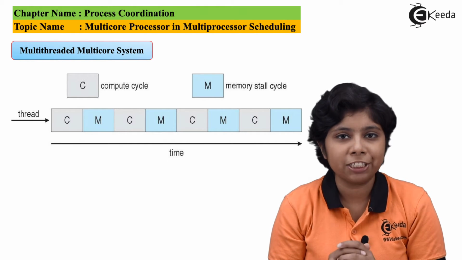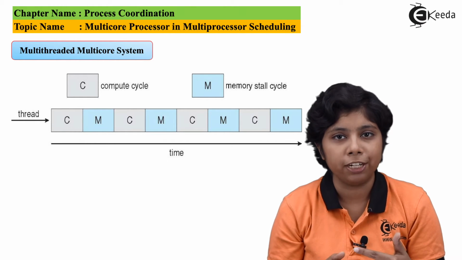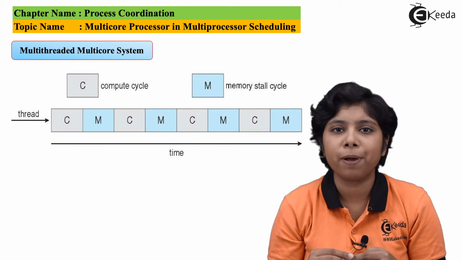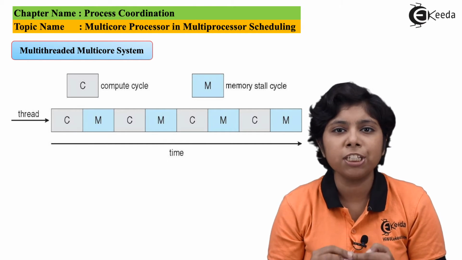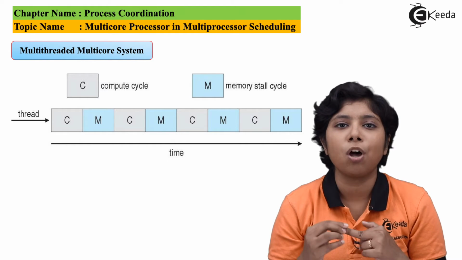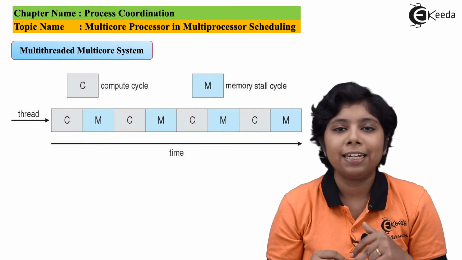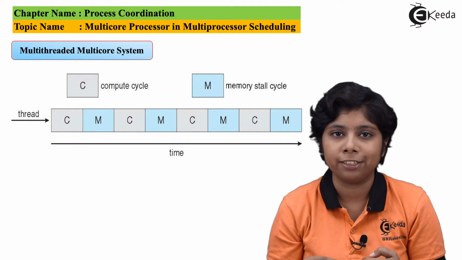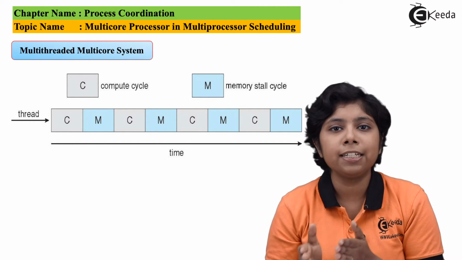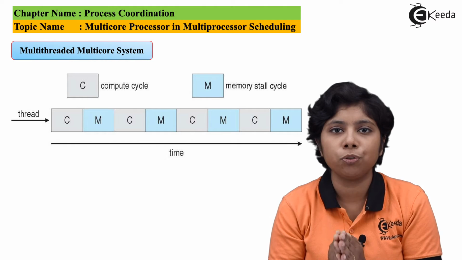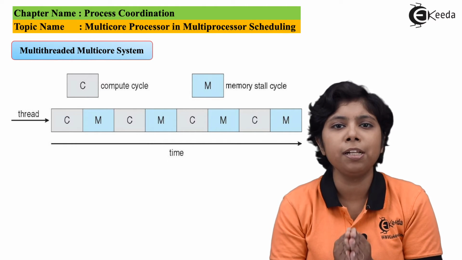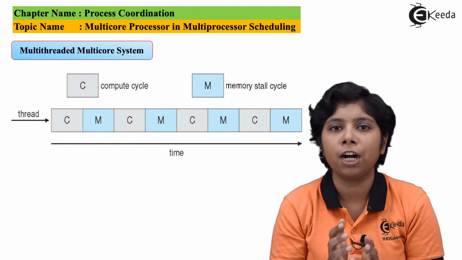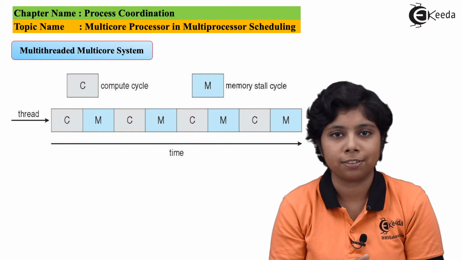Now, multi-threaded multi-core processing scheduling has 2 different levels of scheduling. In one level, the scheduling decisions must be made by the operating system, deciding which software thread is to run on which hardware thread of the processor. In this level, the operating system can choose any of the available scheduling algorithms. In the other level, it is decided which hardware thread each core will choose to run on the processor.